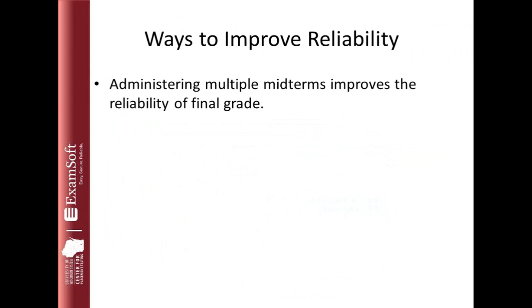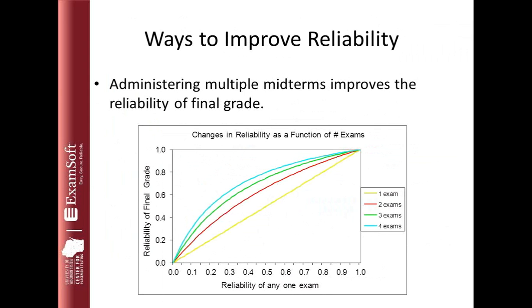And then finally, if we give multiple midterms or multiple exams, that's going to help improve the reliability of the final grade in the class. So this graph here shows what the reliability of any one exam is if you increase the number of exams with that same level of reliability, what it does to the reliability of a final grade. So for example, if I have one test that has a reliability of 0.7, then the reliability of my final grade is also going to be about 0.7.